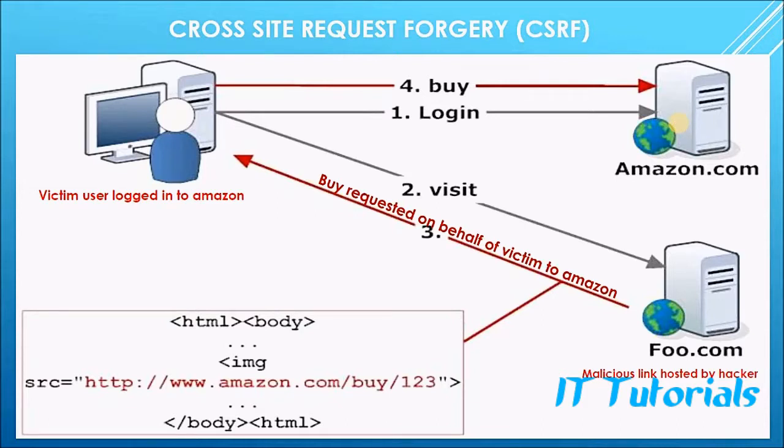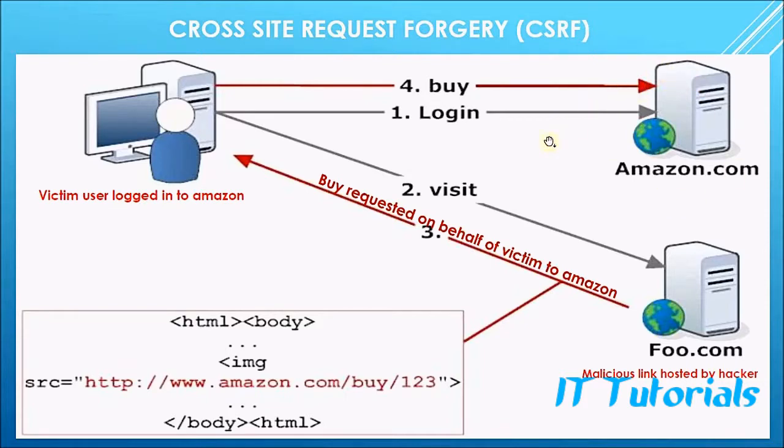Sometimes it is also called a confused deputy attack, because in this case the deputy is Amazon.com. It is not able to figure out who is requesting the URL and buying a product. This vulnerability exists in web applications, and Amazon.com is vulnerable in this case.